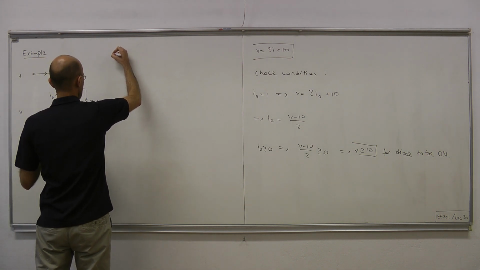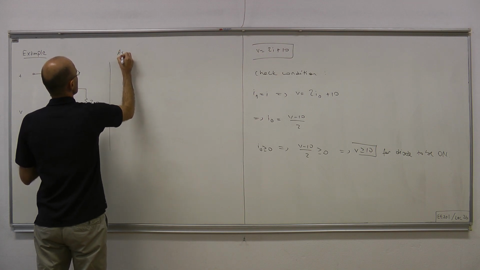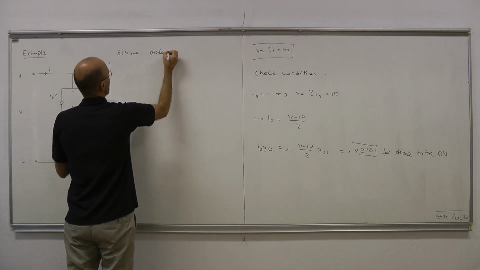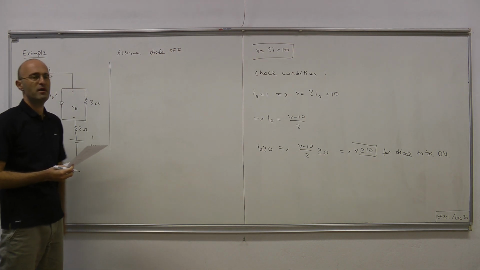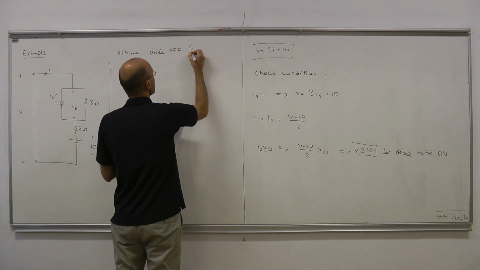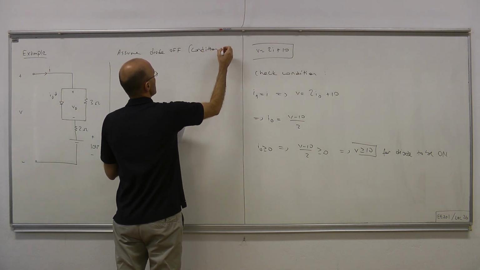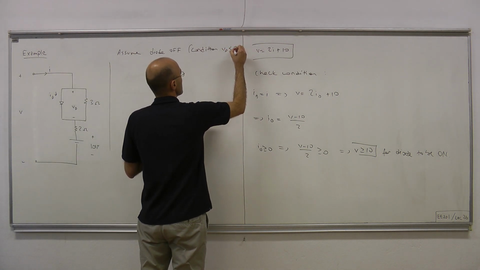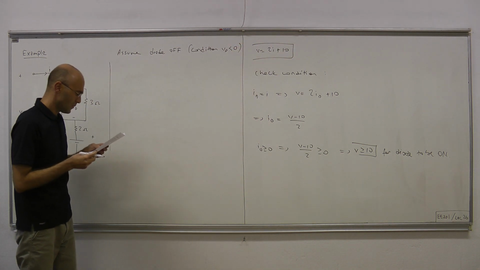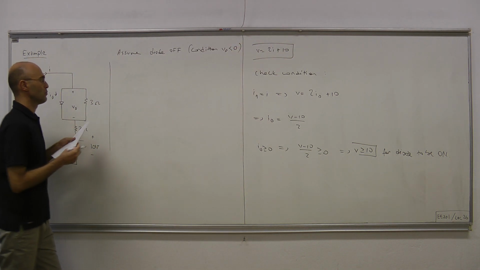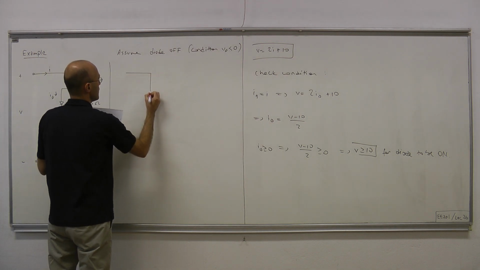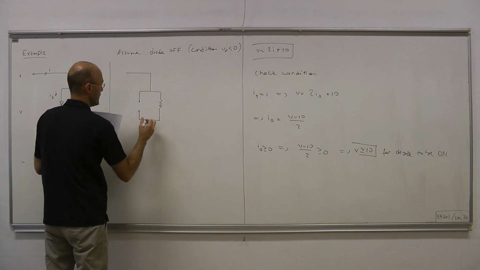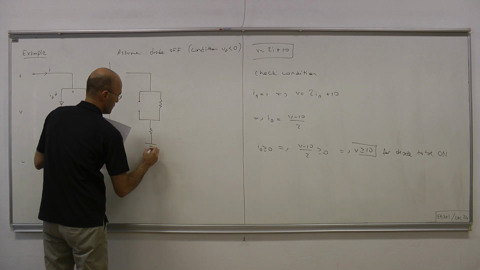Now, assume that the diode is off, that is, it behaves like an open circuit, and the condition is VD, its voltage, is negative. Okay. So when this behaves like an open circuit, to see better, let's quickly draw it under that condition.